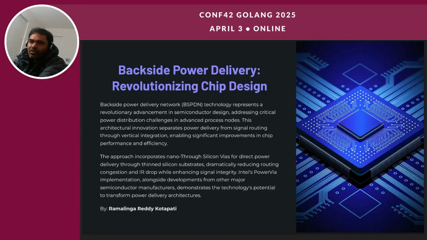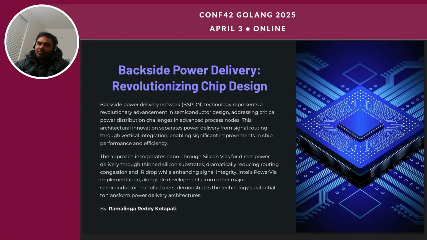Hi everyone. Today I'm going to discuss how backside power delivery is helping in chip design to reduce the IR drop, that means power dissipation in the chip, improve the performance, and even improve the signal integrity between the signals in the design, like how it is helping throughout the chip. I'm going to discuss this more in my coming slides.